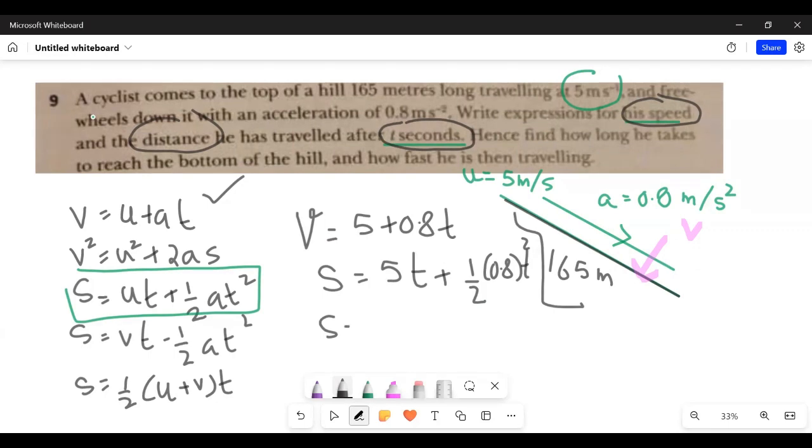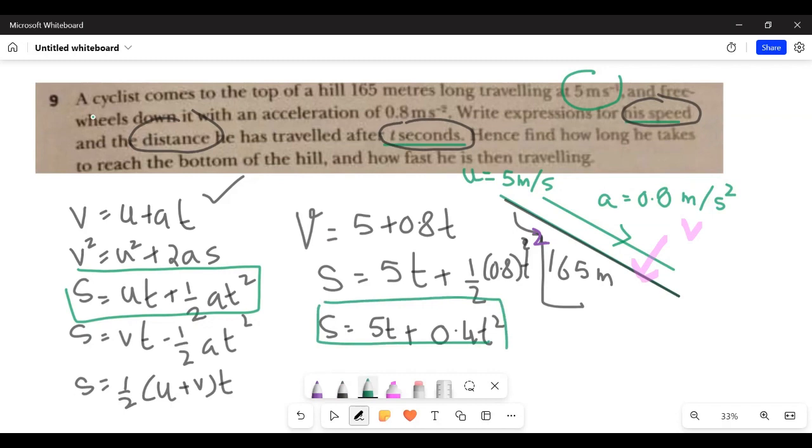So this becomes s equals 5t plus 0.8 squared divided by 2, 0.32 t squared. Sorry, why did I square 0.8? I wasn't supposed to do that. It's going to be 0.4t squared. The square is on t, not a. So the square is over here. Okay, so this is the second equation for s in terms of t.